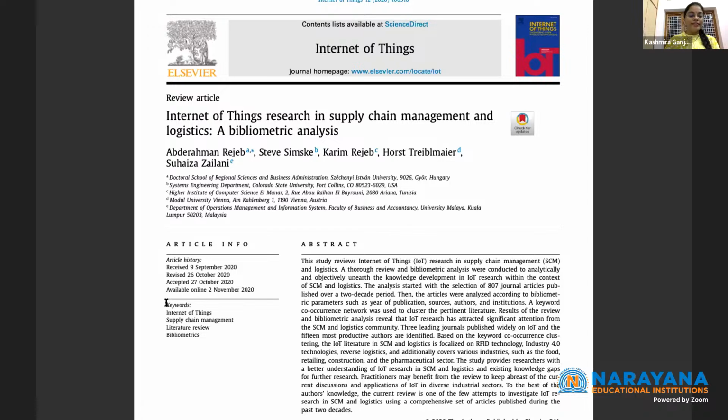And then these are the keywords. Here the keywords are Internet of Things, supply chain management, literature review, bibliometrics. By reading these authors' keywords, you will easily understand what this paper is talking about and in which domain this paper comes. So this is how you identify a research paper and go through the article, and this was published in the year 2020.